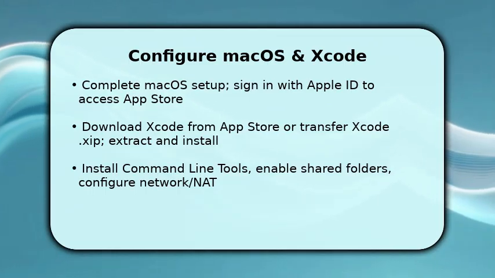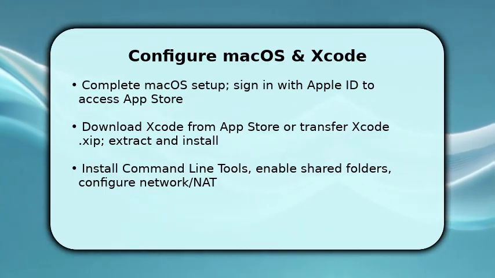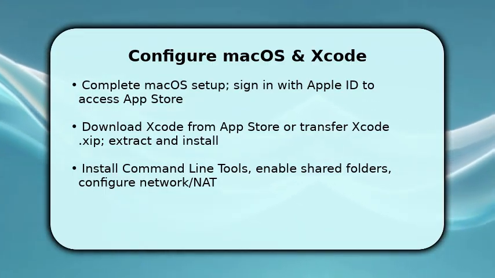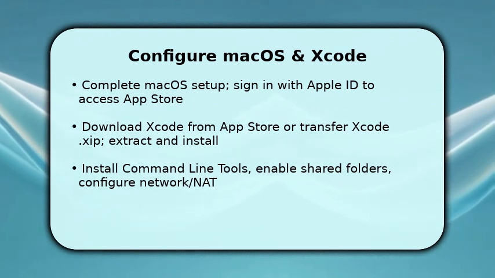Install command line tools via xcode-select --install for compilers and Git. Make sure shared folders and NAT networking are configured to transfer files, test internet, and allow simulator downloads. This is why these steps matter for a working dev environment.